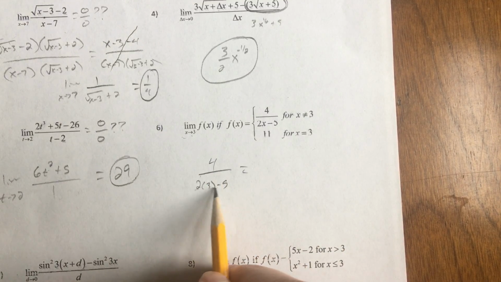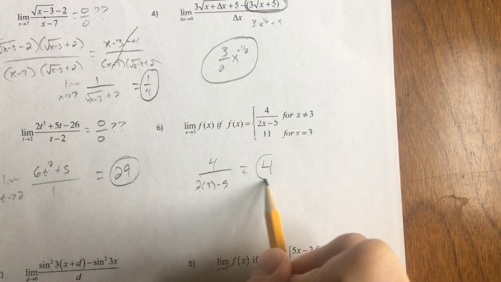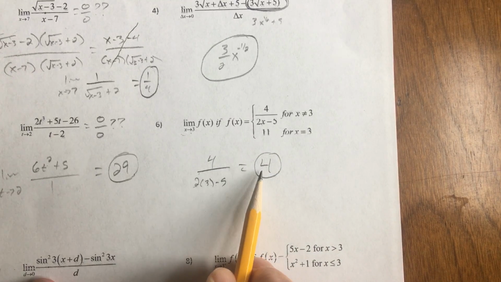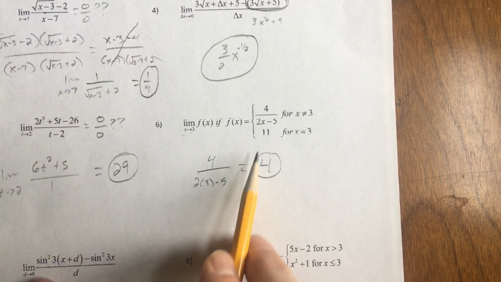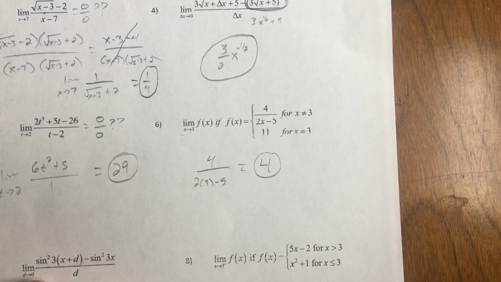So really it's just about recognizing that's what's going on here, and then putting 3 into this function and getting 4 over 6 minus 5, 4 over 1, would give us 4. That's what it looks like it should equal. However, there's a hole there, and the dot is up at 11.